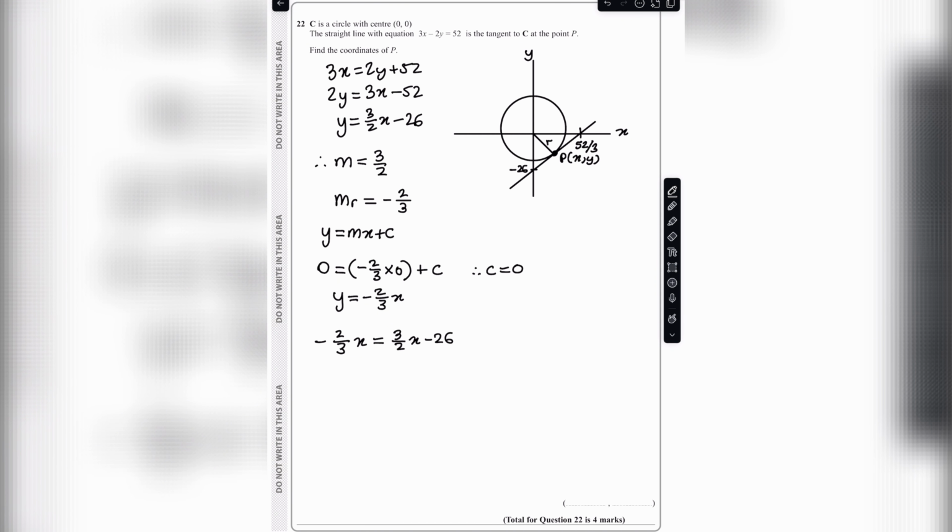So in order to solve for x, I'm going to move minus 26 to the left and minus 2 over 3x to the right. So 13 over 6x equals 26. Therefore, x equals 12. And now that we have this value of x, we can substitute it into either equation for y. So I'll just go with y equals minus 2 over 3x. So y equals minus 2 over 3 multiplied by 12, and that gives us a value of minus 8. So the coordinates of point P are 12 and minus 8.